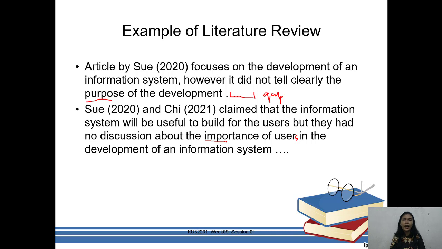So later, after you discuss the literature review, you need to tell what is the aim after you read this. Therefore, your research is going to focus on minimizing the gap by doing this study. Okay, so that's the example of the literature review writing.